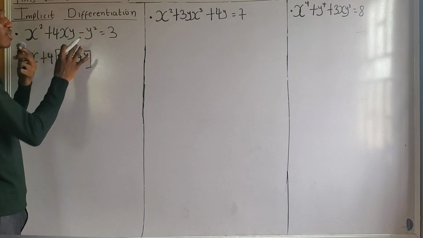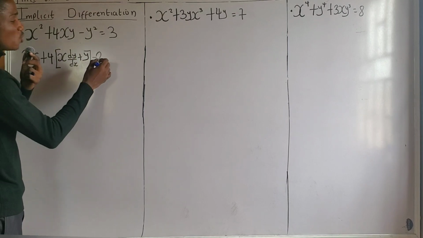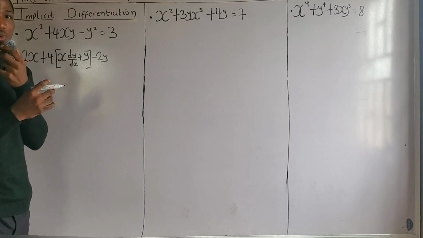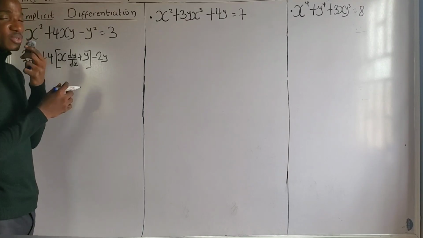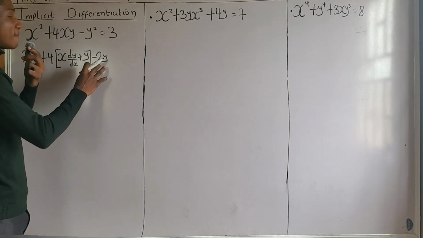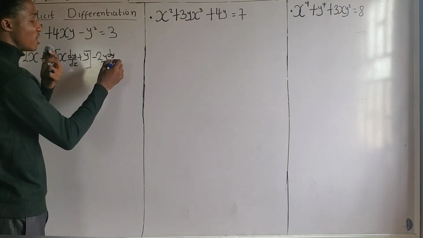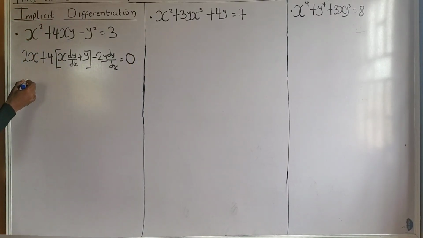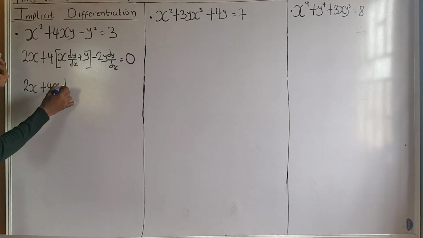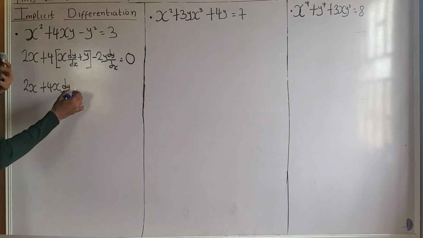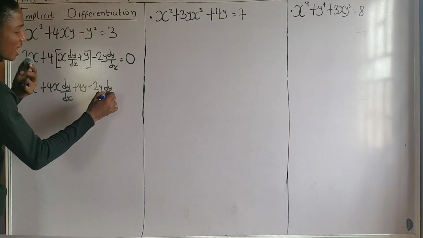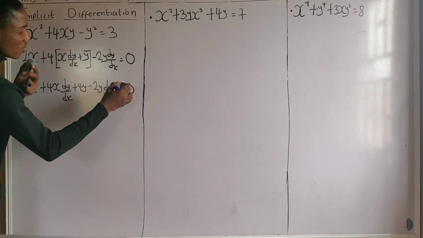Now, differentiate minus y squared. You're going to have minus 2y. And because in this function, anytime you differentiate a component of y, you're going to multiply that derivative by dy dx, I'm going to have minus 2y multiplied by dy all over dx equals 0. Okay. For this, I'm going to have 2x plus 4x dy all over dx plus 4y minus 2y dy all over dx equals 0.